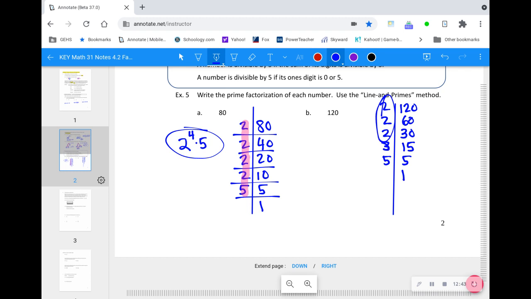So we have 2 to the 3rd times 3 times 5. And let's make sure this gives 120. 2 times 2 is 4. 4 times 2 is 8. 8 times 3 is 24. 24 times 5 is 120. So we've got the right answer here. All right, let's write it out in exponent format. There are 2 to the 3rd to start with, and then times the 3 and times the 5. And there's your prime factorization of 120.